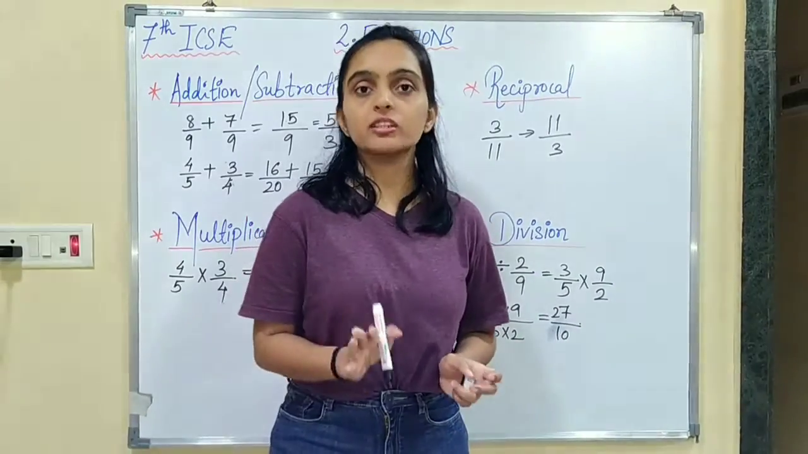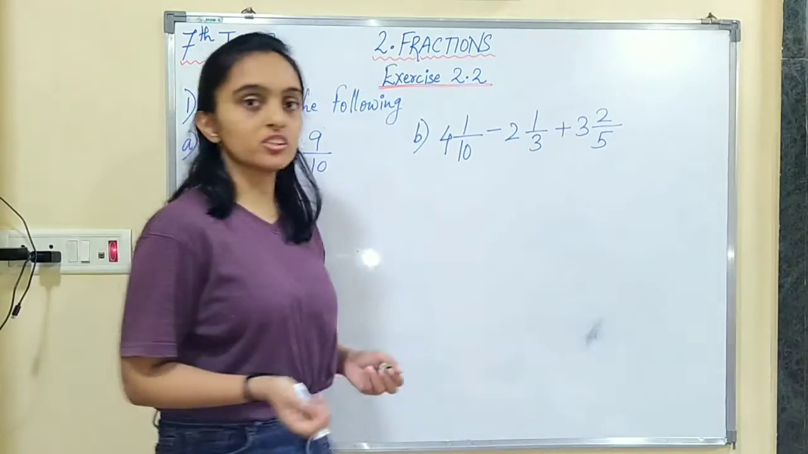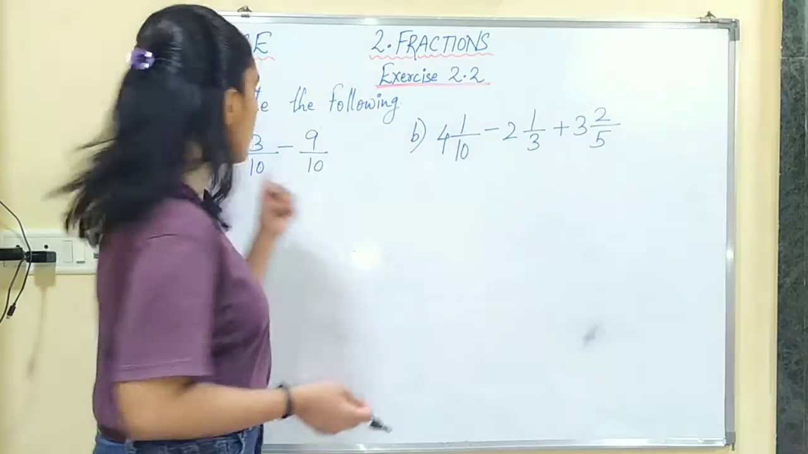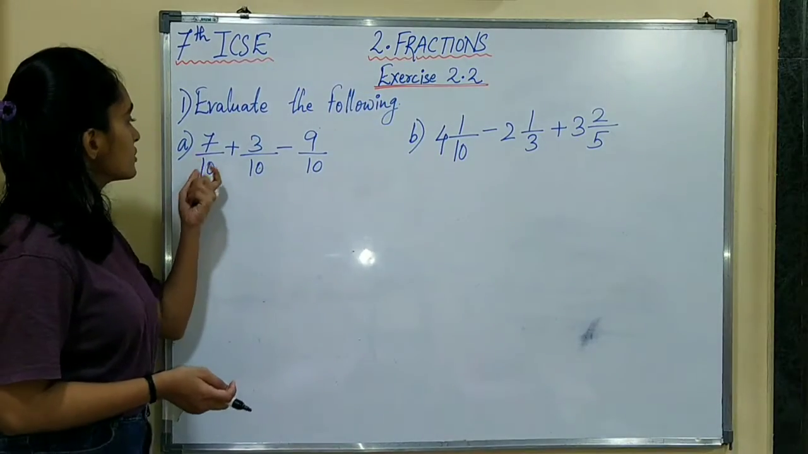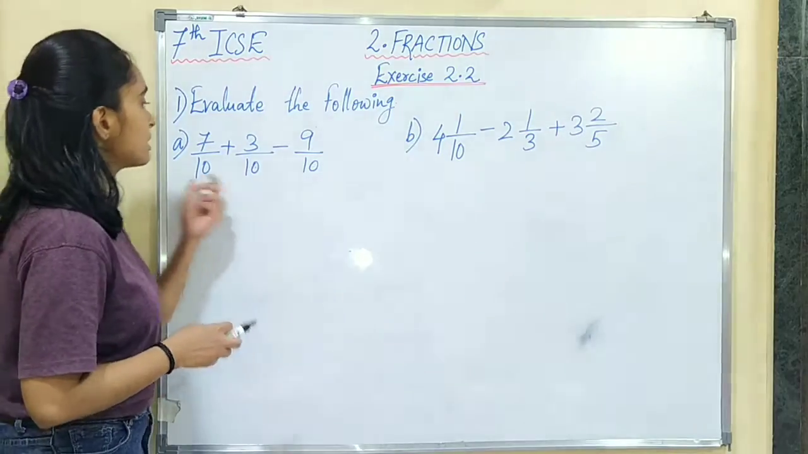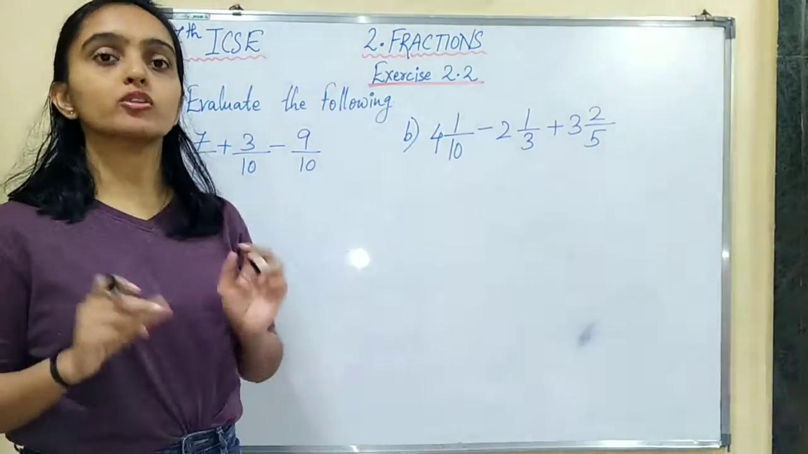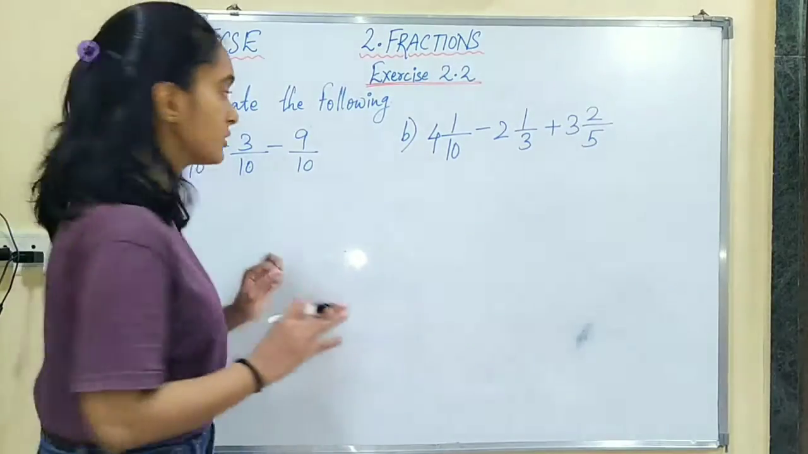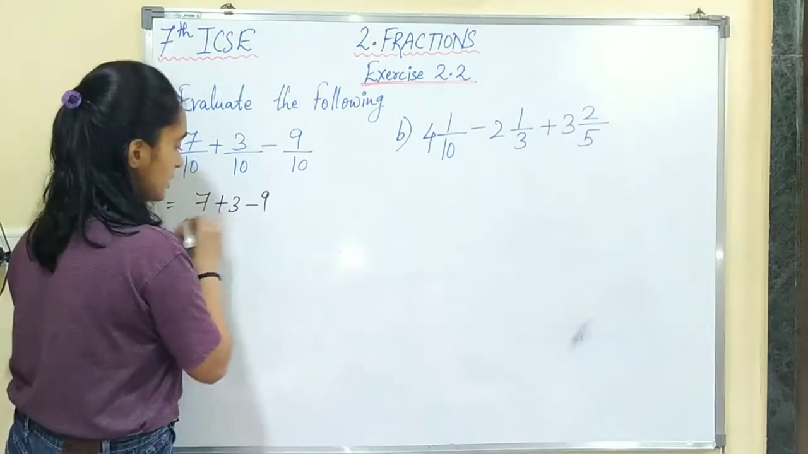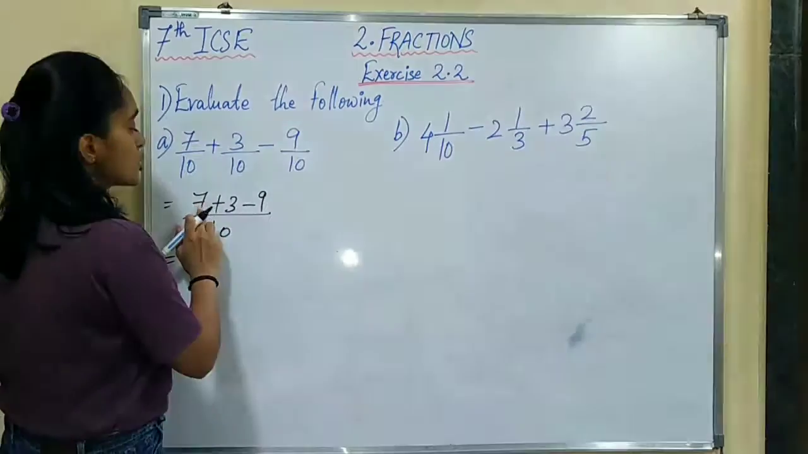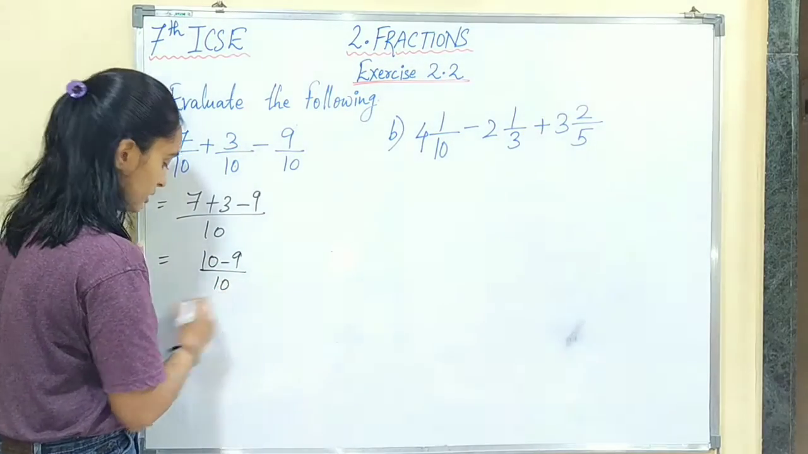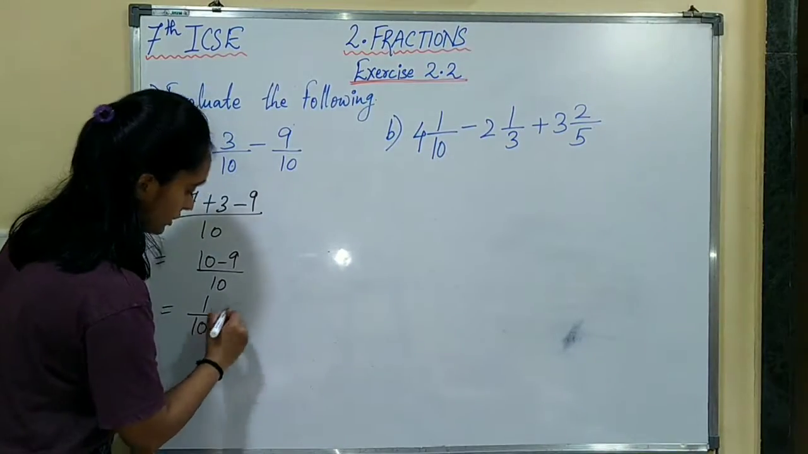Now we will begin with the second exercise. The first question is evaluate the following. Here three fractions are given. So we will see 7 upon 10 plus 3 upon 10 minus 9 upon 10. Clearly it is a like fraction, so we have to just add or subtract the numerators. So it will become 7 plus 3 minus 9 upon 10. Okay. So 7 plus 3 is 10, so 10 minus 9 upon 10. So it will become 1 upon 10.